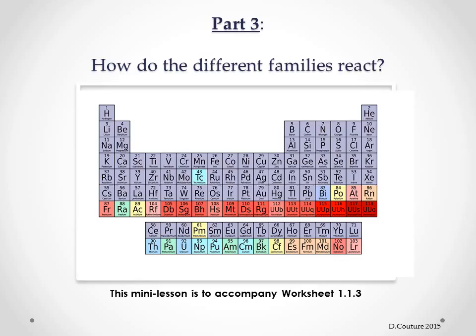If you remember on the last mini lesson, we were talking about the different groups or columns of the periodic table. Now we're going to be looking at their chemical characteristics, and we're going to be giving these columns a family name.